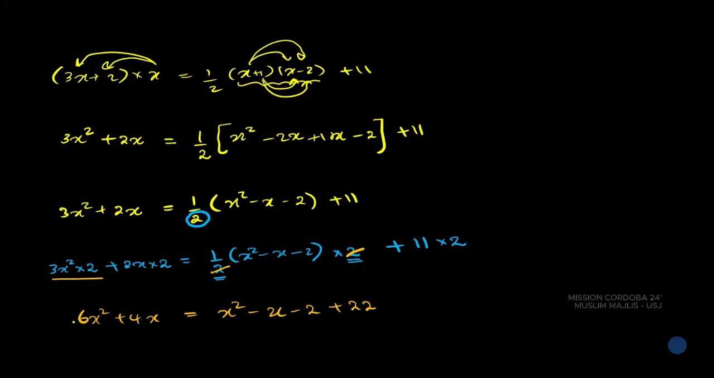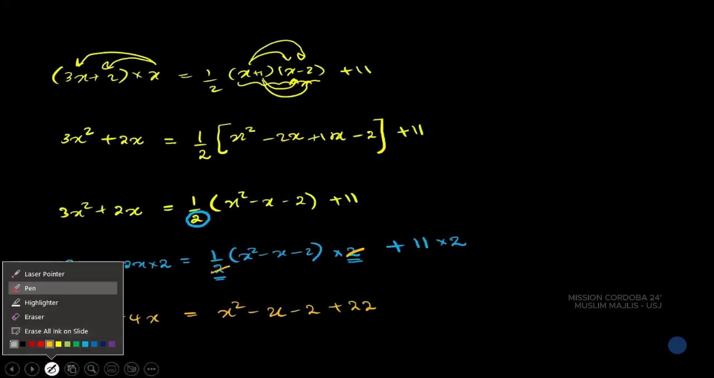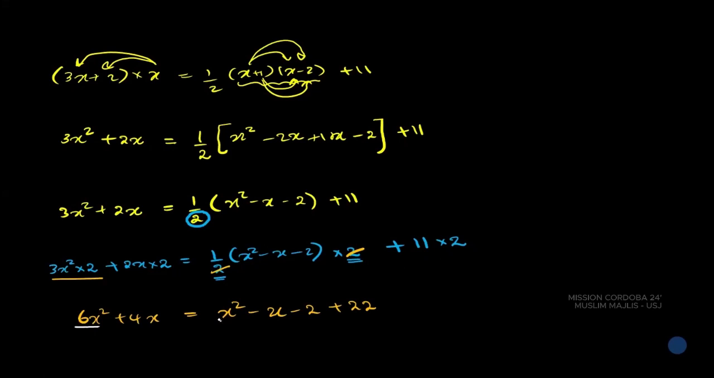Right, so now take all the terms to the left-hand side. 6x square, listen now. This plus x square, if I take it to the other side, it becomes minus x square. 6x square minus x square plus 4x. If I take this minus x to the other side, it becomes plus x. And then minus 2 plus 22 will give you plus 20. If I take it to the other side, it becomes minus 20. This is equal to 0.